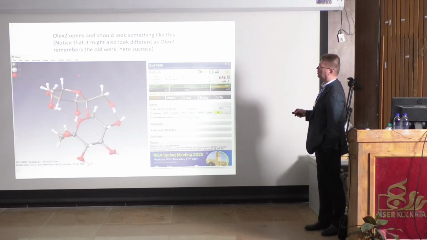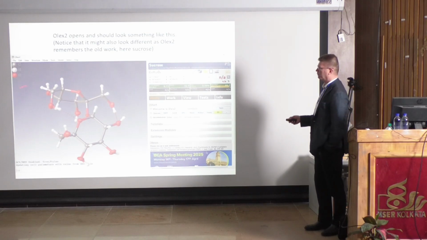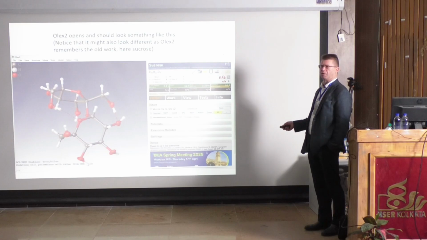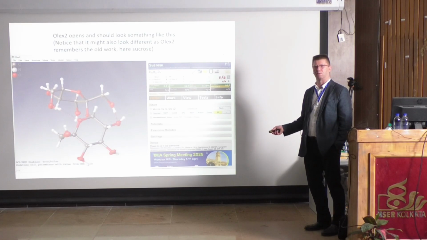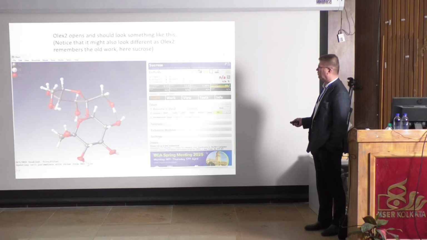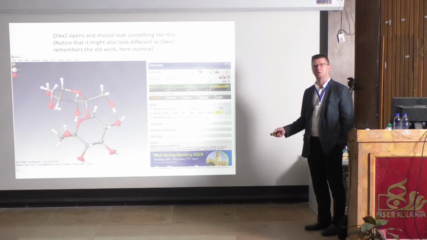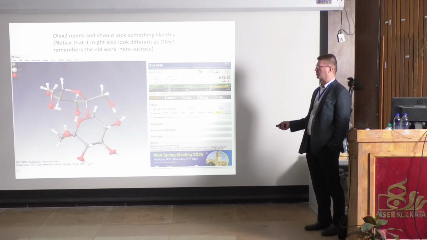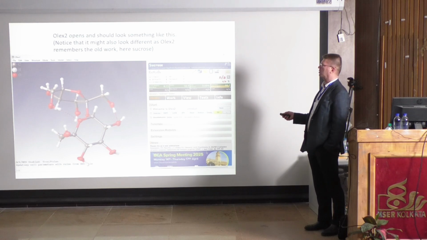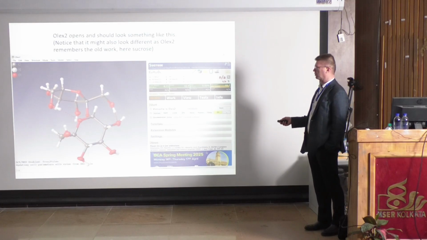So the idea is that it looks like this. When you open it the first time, there might be a structure coming up, and if you look very carefully, you can see this is sucrose. It's a sugar molecule. There are some demo structures inside the program, and if you haven't done anything, it automatically opens one of them, and it's typically sucrose. So don't worry about this. That might look different, as Olex remembers the old work.